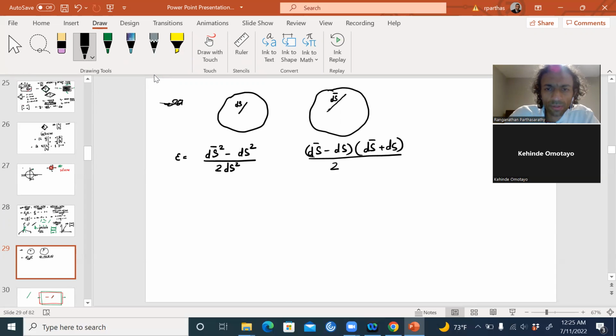Dr. Nick, where did you get this formula? This is not a formula. This is the definition of strain. Okay, yes. Then changing length, divided by original length.